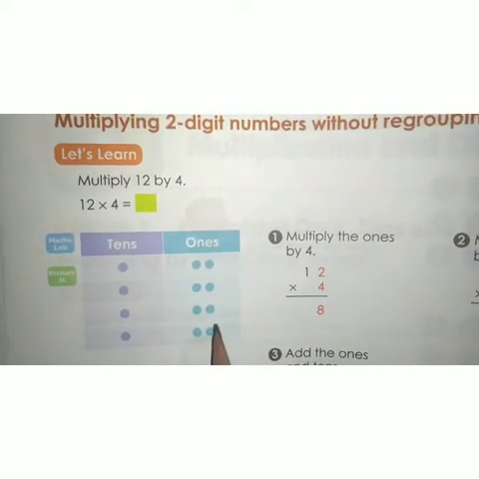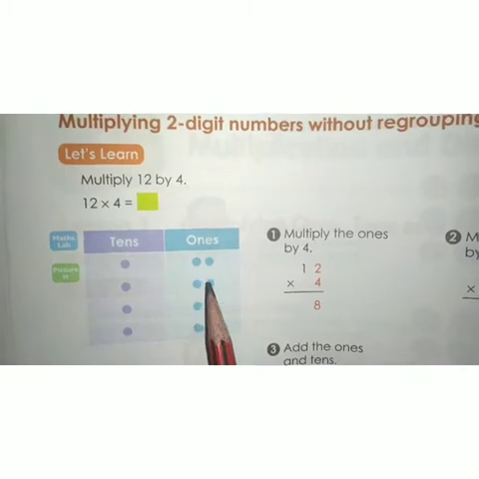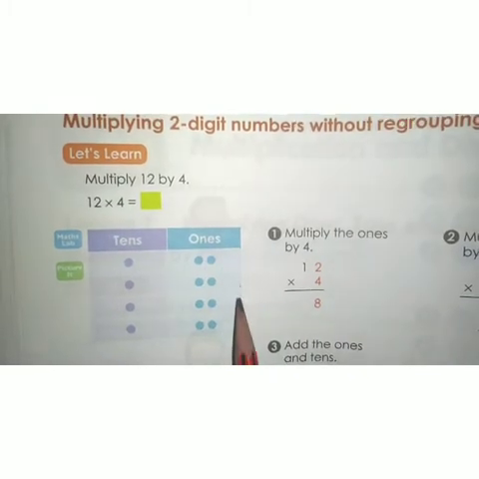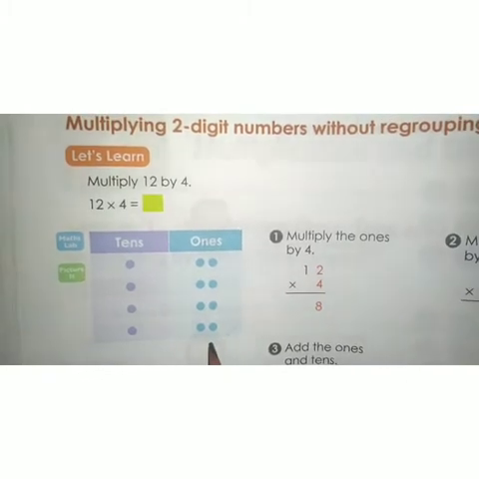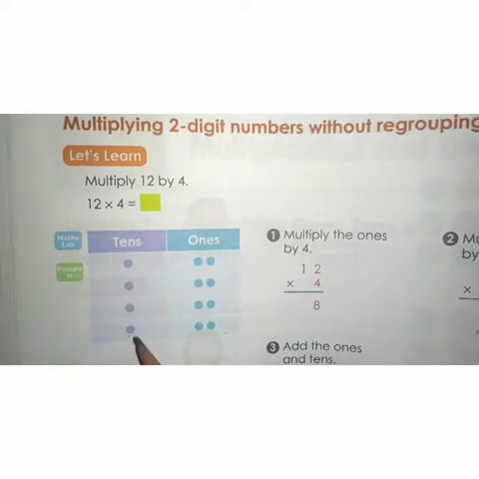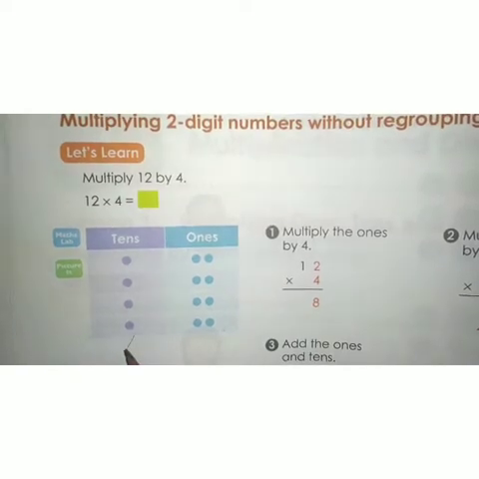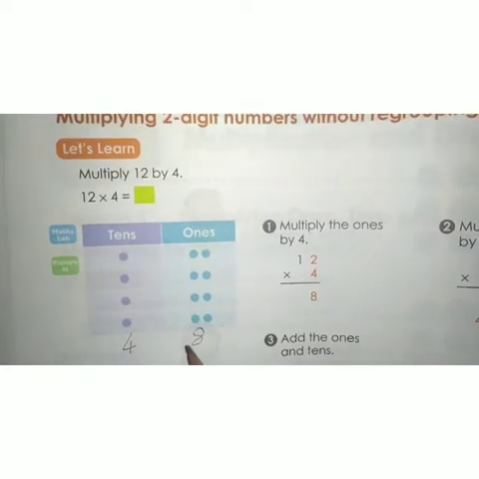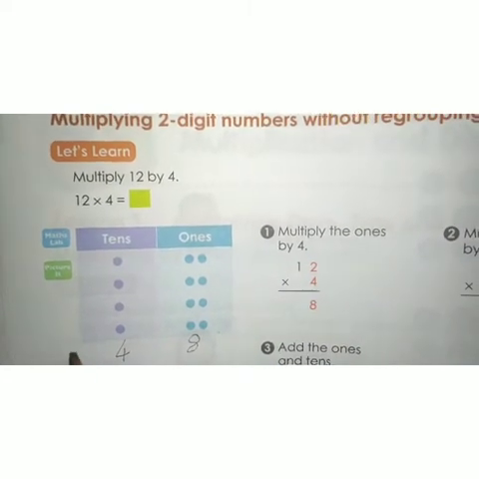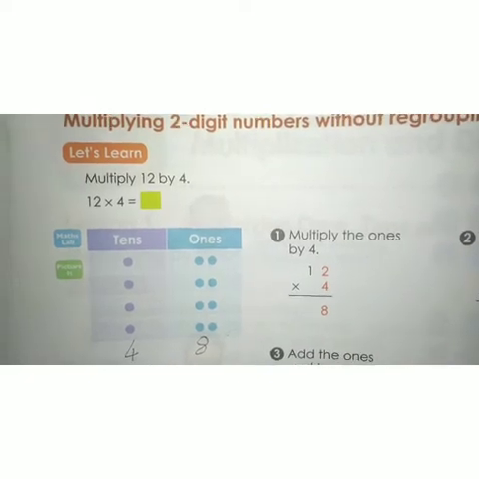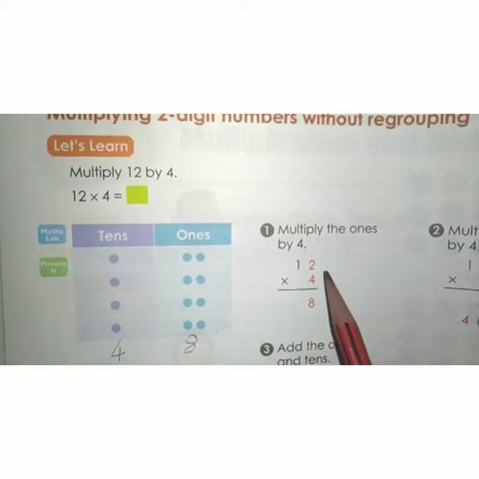After writing this, now add ones values: 1, 2, 3, 4, 5, 6, 7, 8. So in ones place we get the answer as 8 ones. Now in tens place: 1, 2, 3, 4. So you will get the answer as 4 tens and 8 ones. So this is your answer. If we do it like this, we will get the answer directly. But we have to do it using the multiplication method.